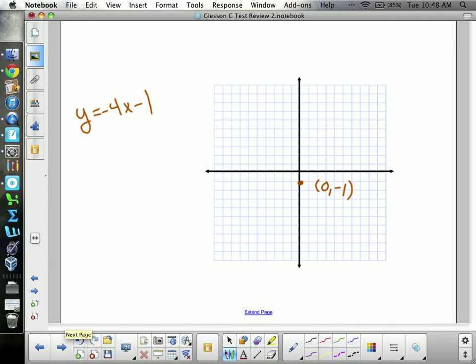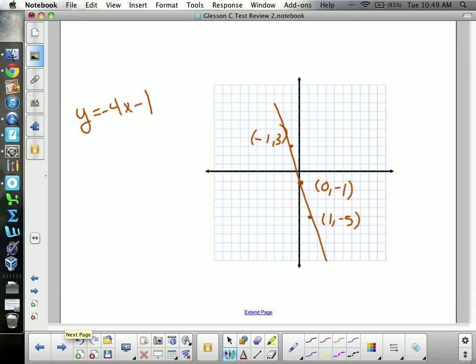Okay? What's the slope? Negative 4. Starting at my intercept, how am I going to go? Down 4 and right 1, or up 4 and left 1. So that's the point -1, 3. This is the point 1, -5.